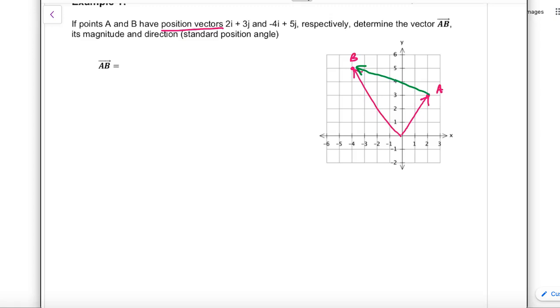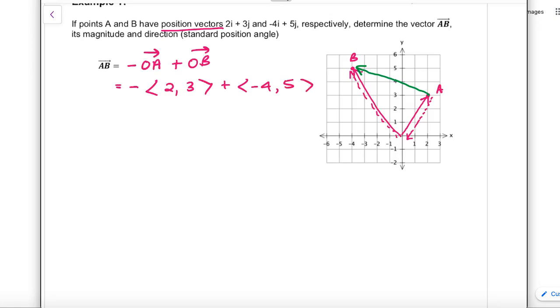So we know that when we're trying to define a vector, we need to go from its tail to its nose. So for us, that means we're going to have to travel back along vector OA, but in the opposite direction. So we want to go the negative direction of vector OA, and then we want to travel along vector OB. So we want to add on vector OB, and that will give us vector AB. So if we consider this, I'm just going to use the ordered pairs as an easier way of writing it. We want the negative of OA, so the negative of 2, 3, plus vector OB of negative 4, 5.